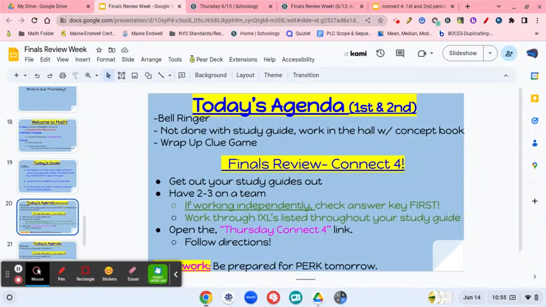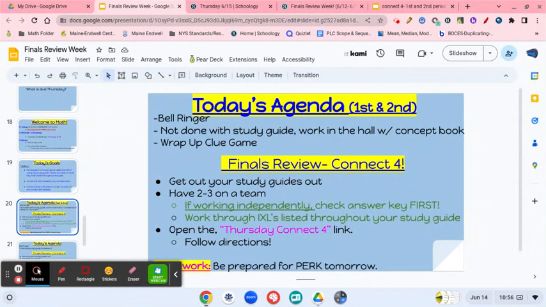If you're someone who wants to work independently, you're following the directions in green up on your screen. So you're going to check your answer key first, and then if you've already checked your answer key, again, this is only if you're working independently, you're following my instructions in green. You are working through the IXLs and even Delta Maths on your study guide and from your study guide, okay? If you don't want to work with anybody, that's what you're doing. The sub should not see you gaming at all, and furthermore, nobody's gaming, okay?